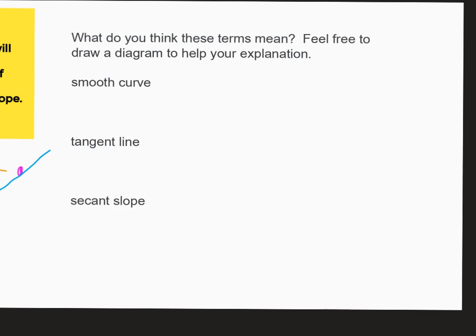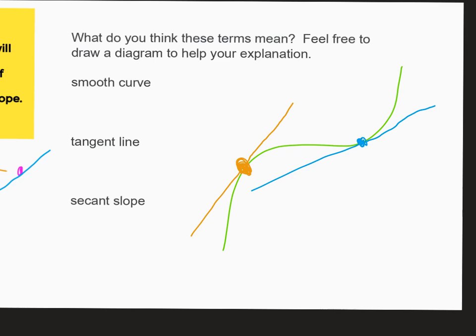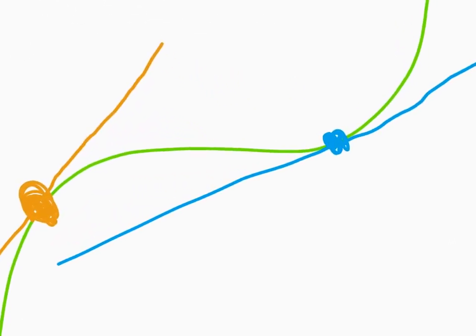Now a tangent line. Well, suppose I have some sort of curvy curve like this. So a tangent line would be a line that just touches the curve in one place. So let's pretend it touched right there. That would be a tangent line at that point. Maybe I have a tangent line over here. Tangent line right there.